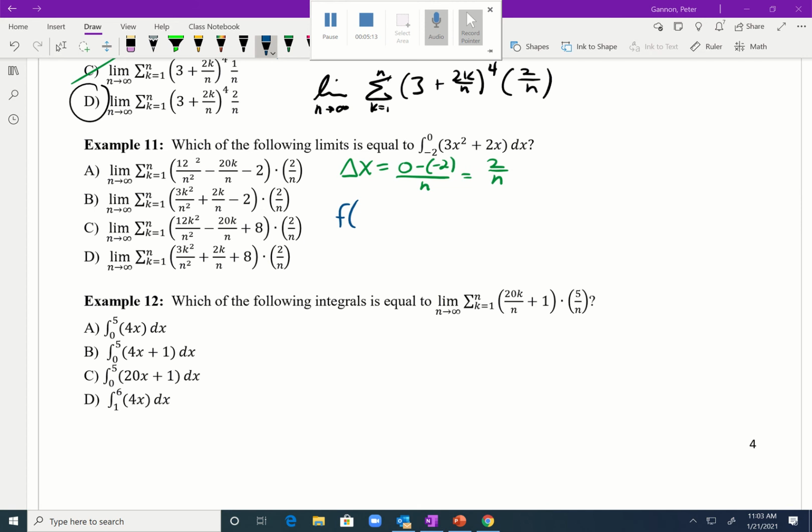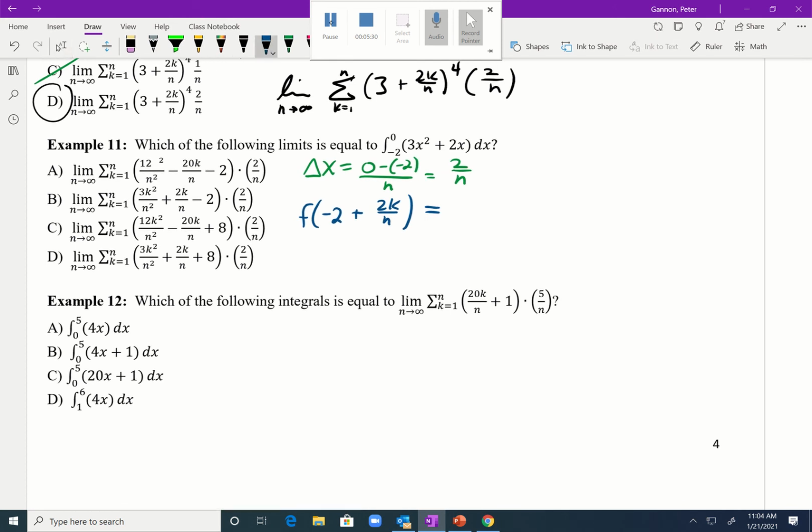So now, if we go through here, it's a plus k delta x. Well, in this case, our lower limit is -2. So it's -2 plus k delta x, which is 2k over n. So now when we go to our function, we have to be a little bit careful here because we have 3 times x being squared, and then we have 2 being multiplied by x as well.